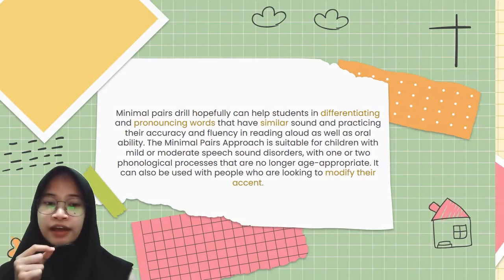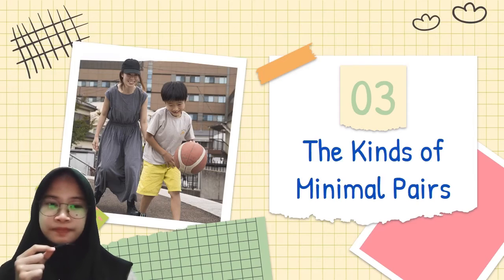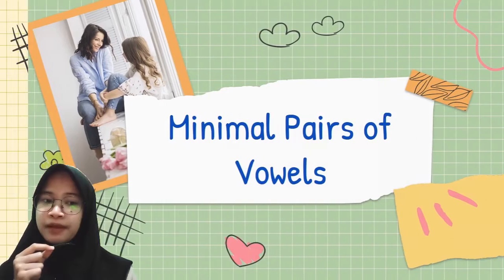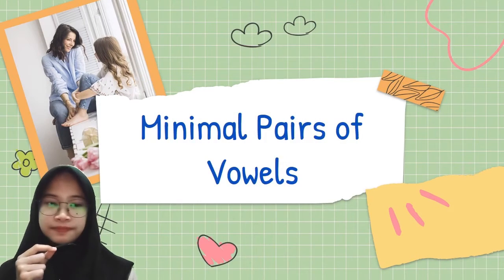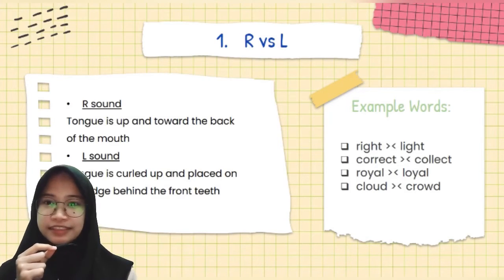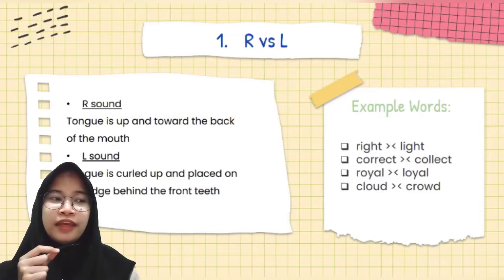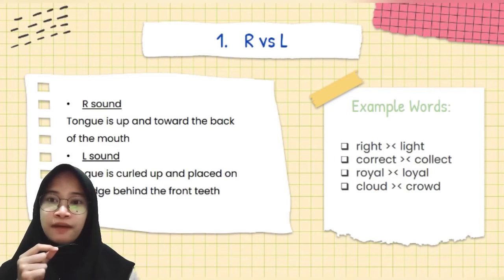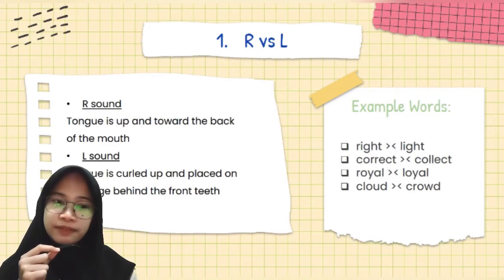Next, there are the kinds of minimal pairs. The first one is minimal pairs of consonants, the R versus L sound. So if you want to make an R sound, your tongue must be up and toward the back of the mouth. And for the L sound, your tongue is curled up and placed right behind your teeth.